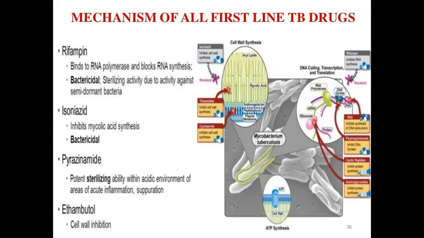Isoniazid is completely absorbed orally and penetrates all body tissues. It is extensively metabolized in the liver, the most important pathway being acetylation.